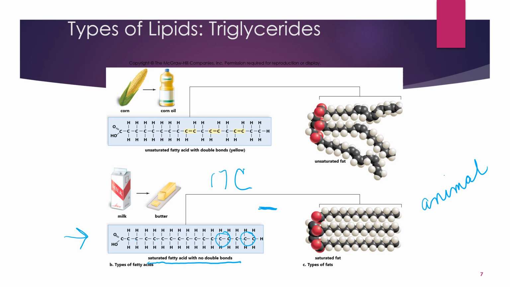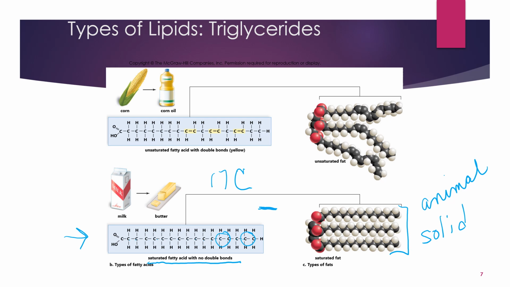And because of that long straight chain, they tend to pack more solidly. So they tend to be more solid at room temperature, not a hard solid, but things like butter. They're not really oils at room temperature.